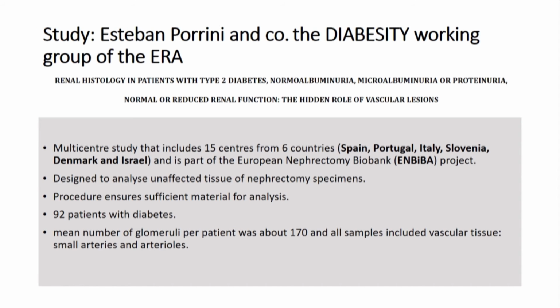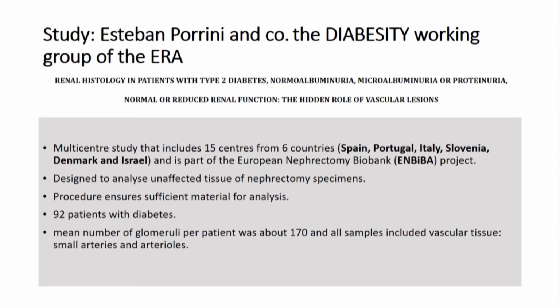To finish, please allow me to direct you to a recently published paper in Kidney International Reports from Esteban Porrini and colleagues, the Diabetes Working Group of ERA. This was a renal histology study in patients with type 2 diabetes with different stages of proteinuria, with normal and reduced renal function. It was a multi-center study that includes 15 centers from 6 countries in Europe, and it is a part of the European Nephrectomy Biobank and BIOPAT project.